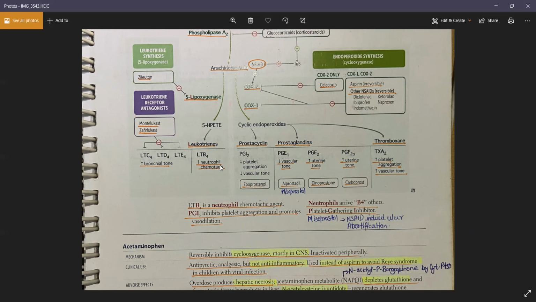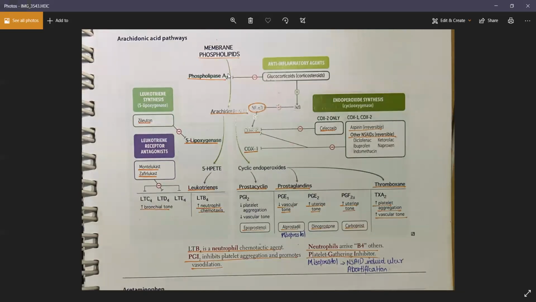Okay, so now let's discuss all the drug agents which can inhibit these pathways. First, you have the glucocorticoids. The glucocorticoids can inhibit the phospholipase A2 as well as the cyclooxygenase. Glucocorticoids can inhibit the phospholipase A2 as well as the cyclooxygenase.